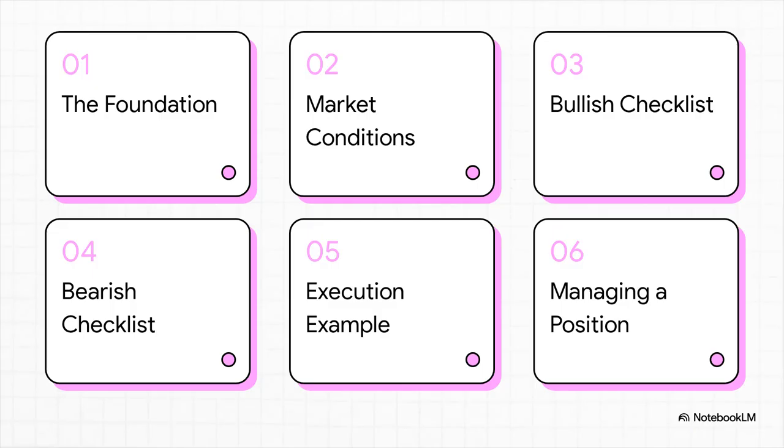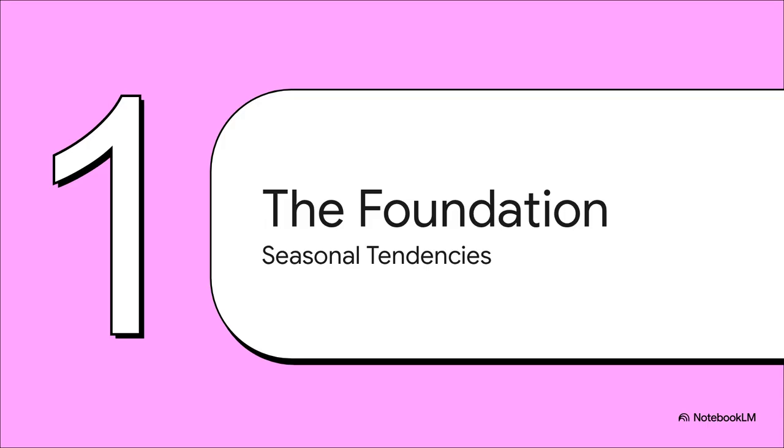So here's the game plan for today. We're going to start with the biggest picture possible, seasonal tendencies, and then we'll systematically narrow our focus. We'll look at market conditions, run through specific checklists for both bullish and bearish trades, and then we'll see how it all comes together in a real-world example, from the analysis right down to managing the live trade. Think of it like a giant funnel designed to filter out all the noise and leave you with only the absolute best opportunities. All right, let's build this from the ground up.